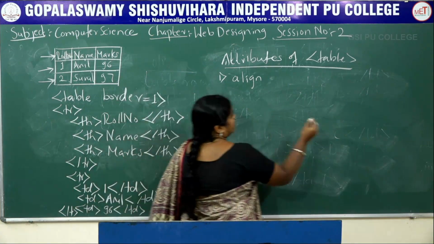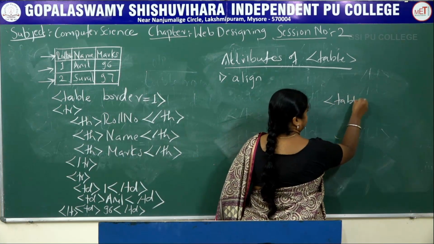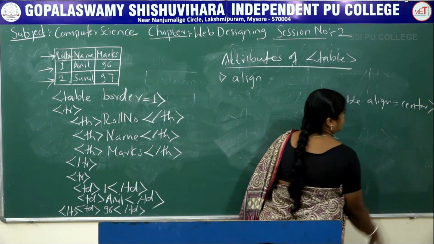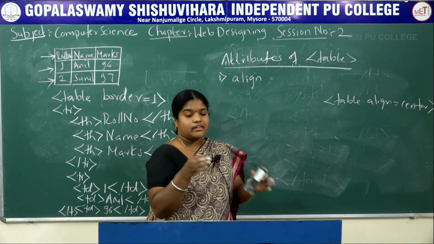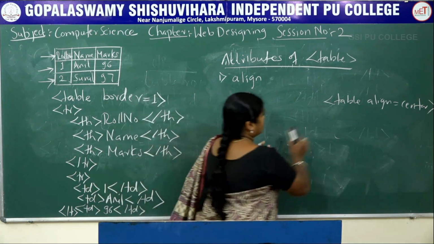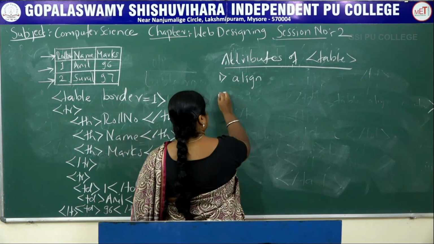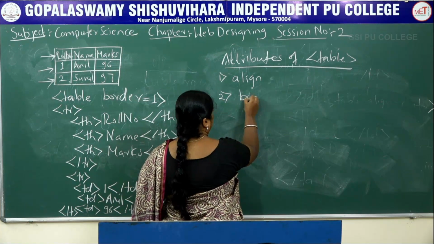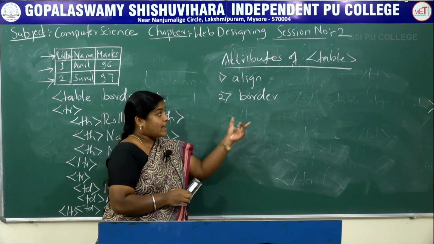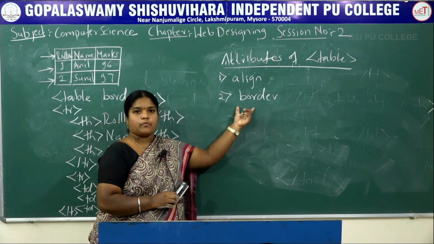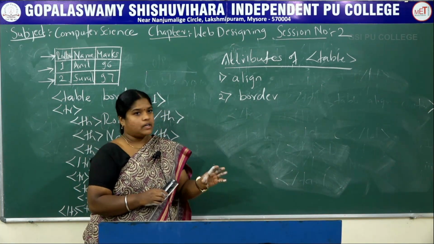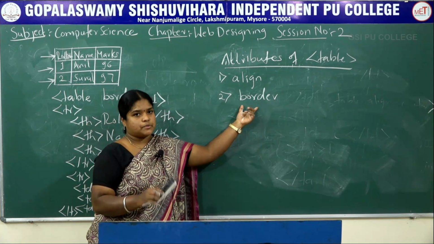If I say table align is equal to center, then what is going to happen? The table will be displayed in the center of the web page. So this is how the align attribute works. After align, the next attribute is border. This is a very important attribute that has to be specified. If you don't specify border, no lines will be displayed and the table structure won't be visible. So the border attribute has to be specified.